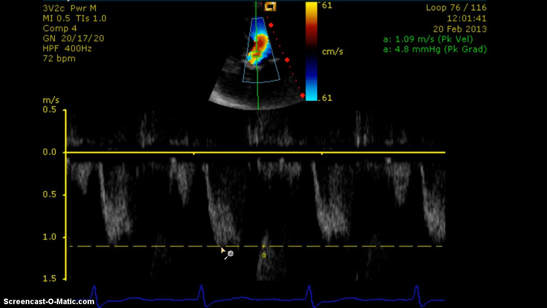And also, if you're getting that much mitral valve inflow in your V1 measurement, you may choose to go ahead and unfreeze your image, realign your Doppler, and try and get a more clear V1 measurement.